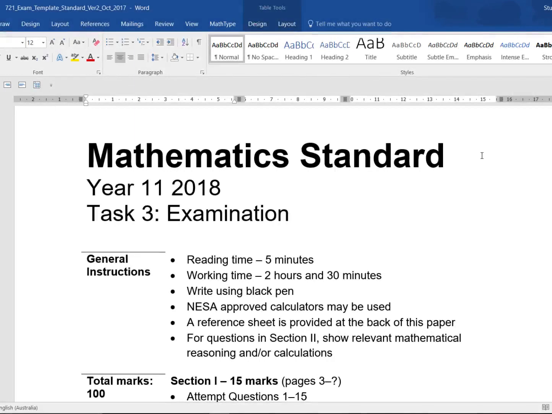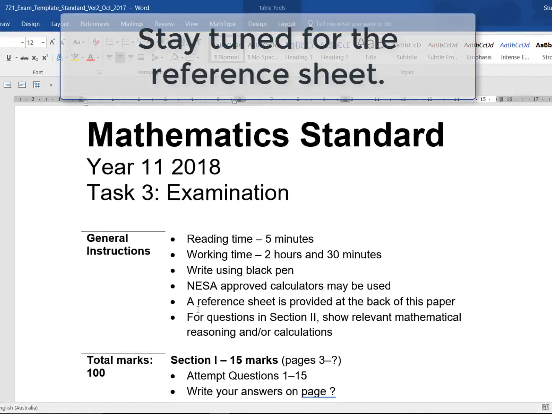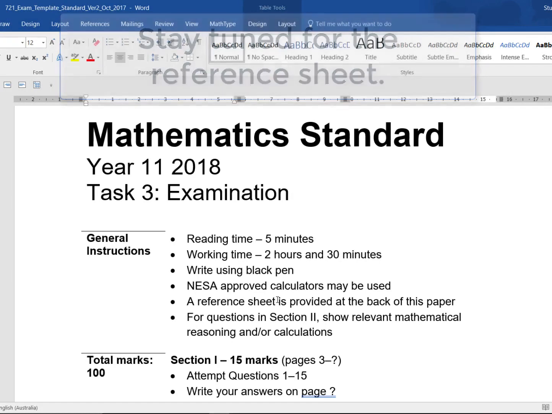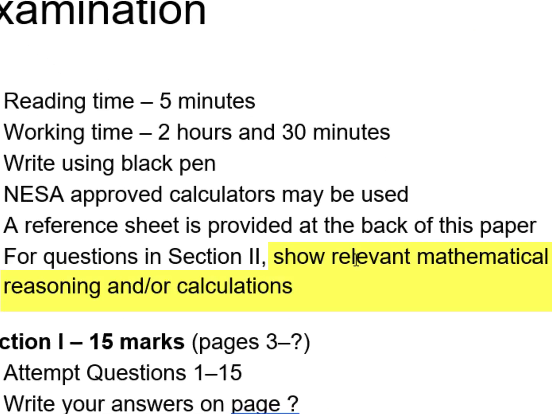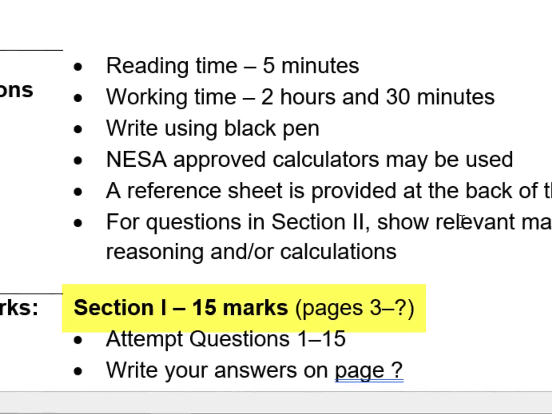I have tried to make this front page look like the 2019 HSC examination. Note that we are going to get a reference sheet, but it's not published yet. Stay tuned for that. Note also that the instruction doesn't say all necessary working must be shown. It says show relevant mathematical reasoning and/or calculations. That changed a few years ago and I kind of missed it. Multiple choice used to be 25 questions, looks like it's going to be 15.